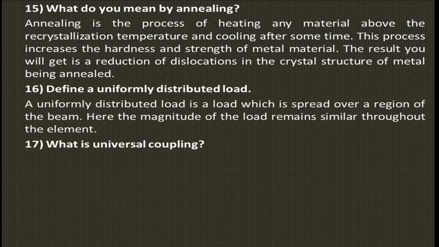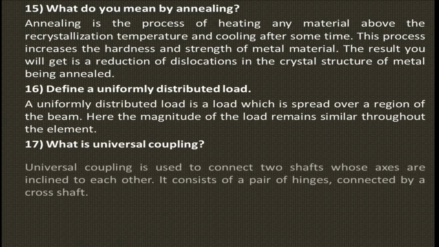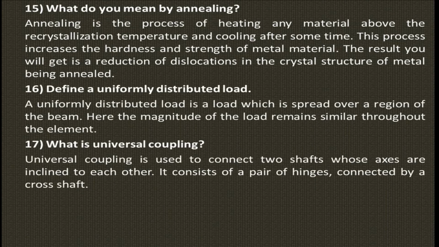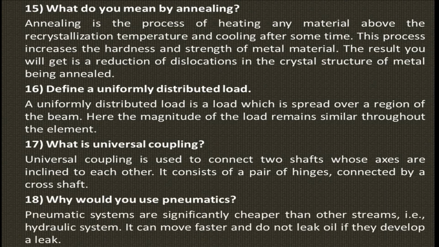Question number 17. What is universal coupling? Universal coupling is used to connect two shafts whose axes are inclined to each other. It consists of a pair of hinges connected by a cross shaft. Question number 18. Why would you use pneumatics? Pneumatic systems are significantly cheaper than other systems like hydraulic systems. They can move faster and do not leak oil if they develop a leak.